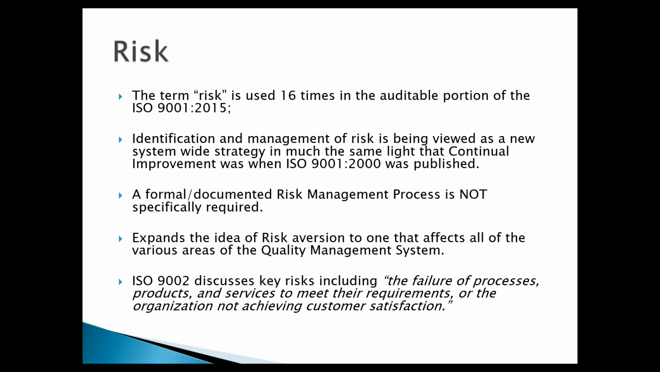One of the most important takeaways from this is that it is not required that you have a formal risk management process, not required at all. So this idea of risk aversion is something that affects the entire quality management system. And again, there's a lot of ways that you can approach this. In ISO 9000 even, they discuss key risks that include the failure of processes, products, and services to meet requirements, or the organization not achieving customer satisfaction. So at a minimum, that risk is potentially always there and always needs to be considered.